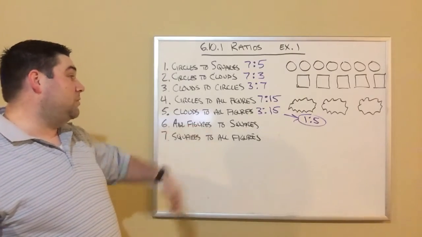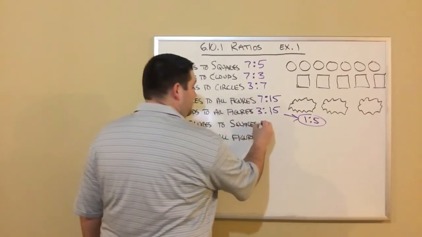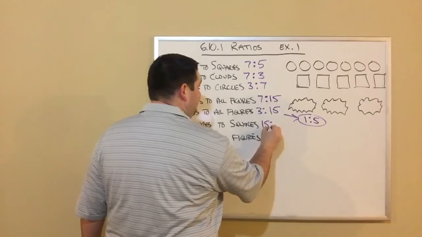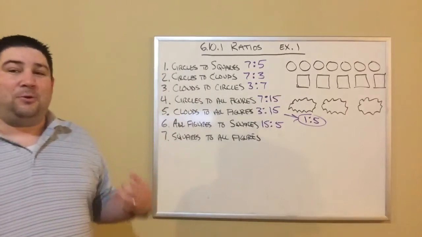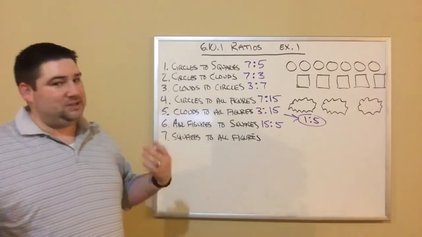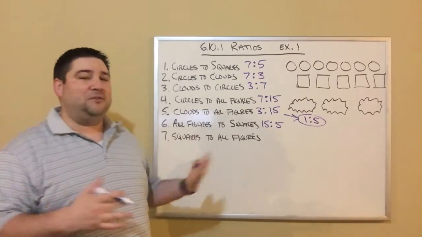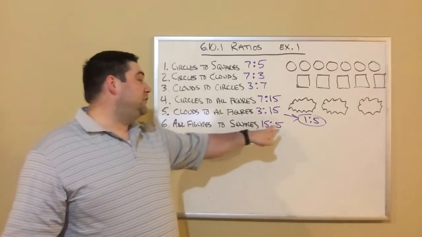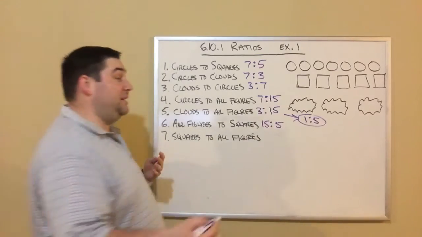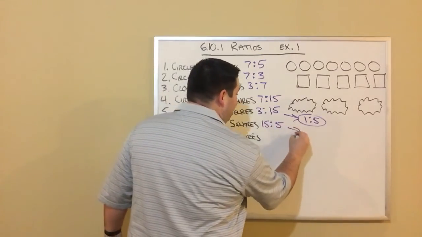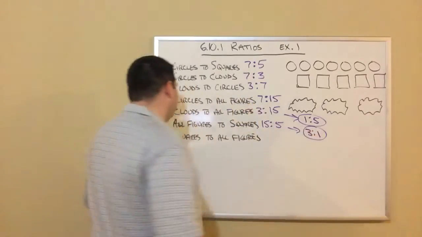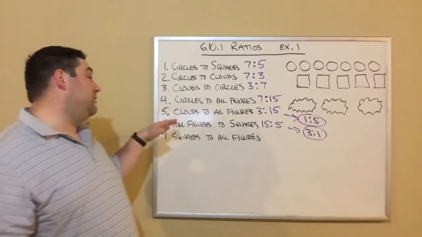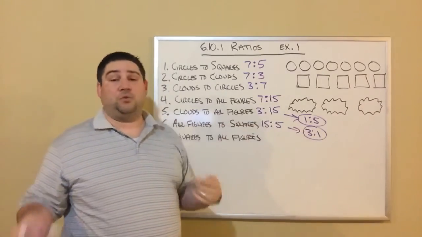All figures to clouds. So all figures, we know there's 15. We already did that. We counted those up. Clouds, there's 3. You can see we got another one that can be simplified. Hopefully you can just recognize we simplified fractions already this year. So 15 to 3, I look at those. Both of those can be divided by 3. And if I do that, that simplifies to 5 to 1. So the ratio of all figures to clouds, for every 5 figures, there's 1 cloud.